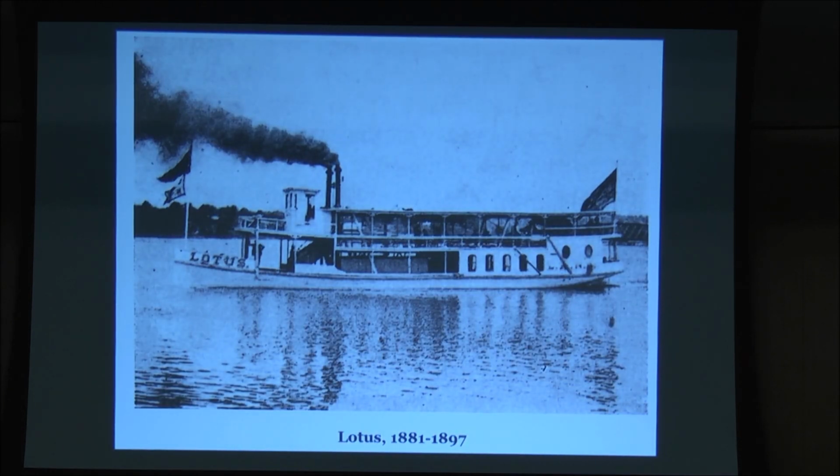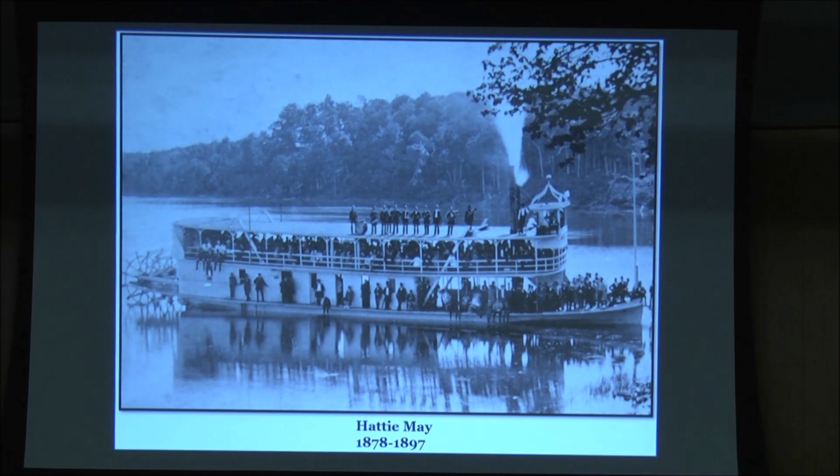We're going to look at a couple of the boats that sailed on the lake at that time. So during the glory years, they say that there was 90 launches on the lake. And here's an example of one of them called the Lotus. It was about 90 feet long and held about 250 people. And here's the Hattie May. It was about 100 feet long and held 350 or 400 people. And notice that in this picture we have the band on the top level of the boat. Also notice how very crowded it is.